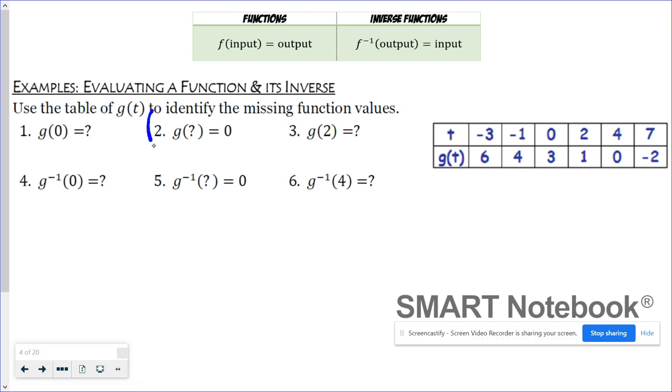And problem number 2, g of question mark equals 0. So this is a regular function. What do we know? Well, it equals 0, so we know the output is 0. So find that in your table. Find the output of 0. Okay, so the value of our question mark here would be 4.